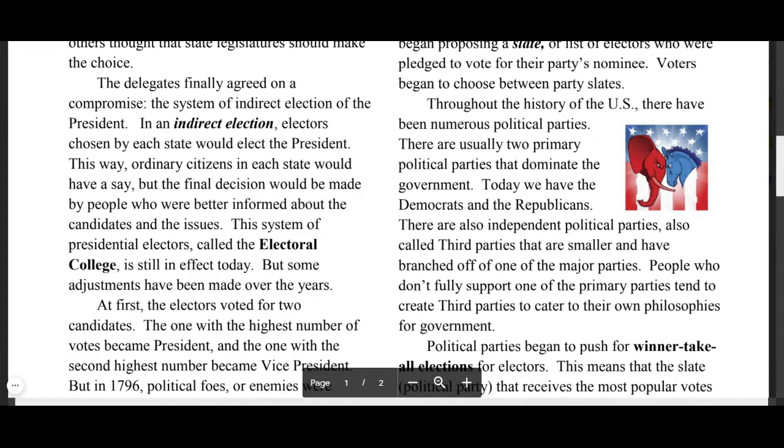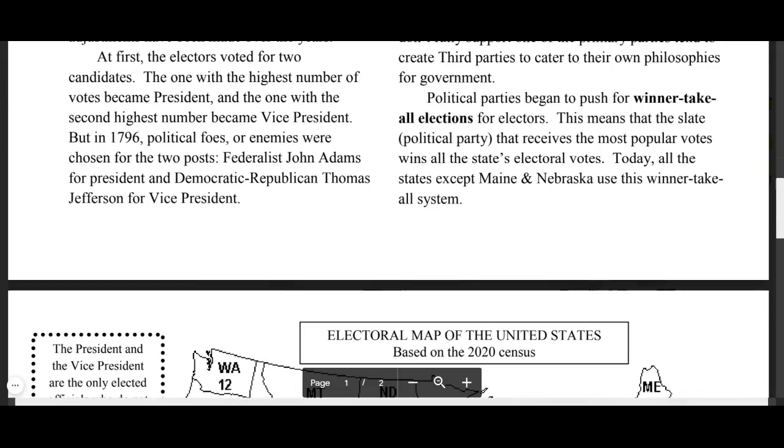Throughout the history of the United States, there have been numerous political parties. There are usually two primary political parties that dominate the government. Today, we have the Democrats and the Republicans. There are also independent political parties, also called third parties, that are smaller and have branched off of one of the major parties. People who don't fully support one of the primary parties tend to create third parties to cater to their own philosophies for government.